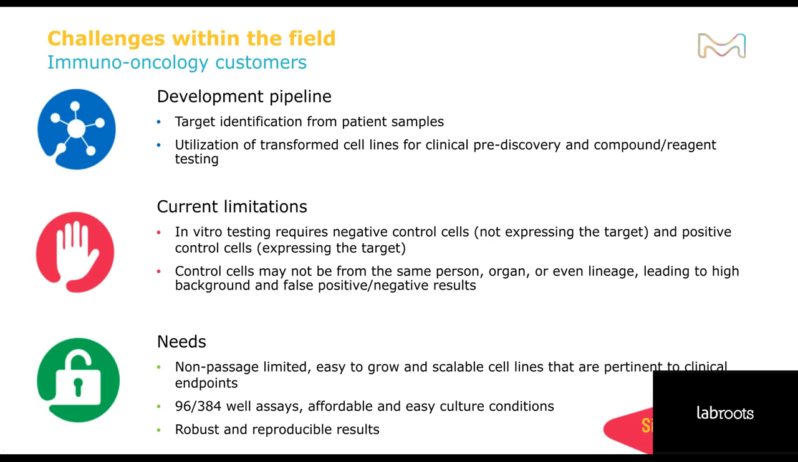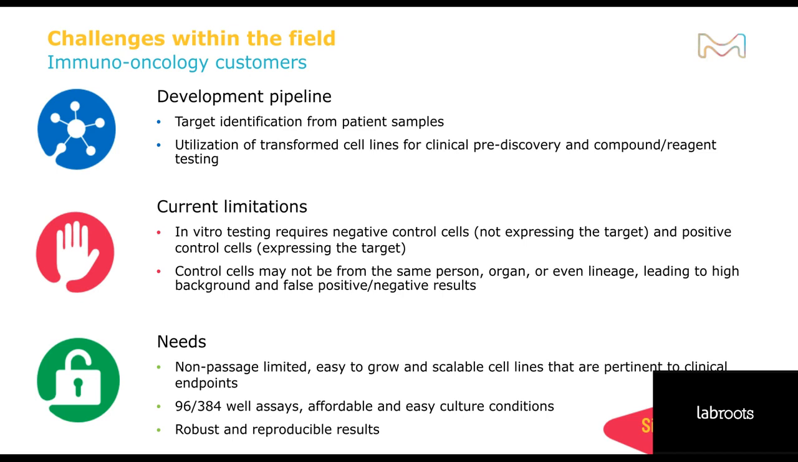So the current limitations within this pipeline include things like in vitro testing that requires negative control cells that do not express the target of interest, and positive control cells which do express the target of interest. And what we have found is that currently used control cells may not be from the same person, organ, or even lineage, which can lead to high background and false positive and negative results.